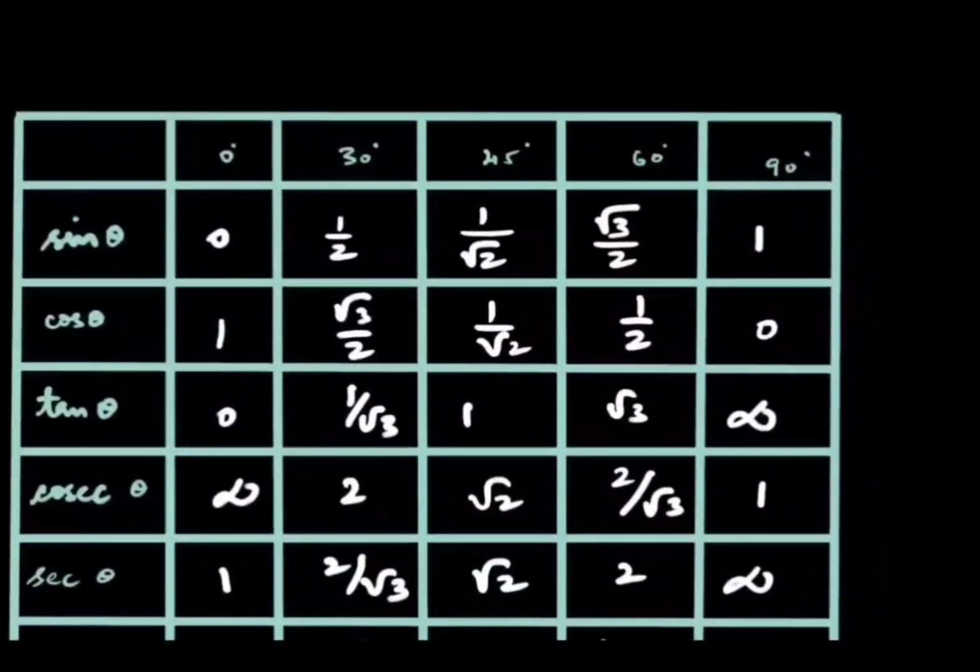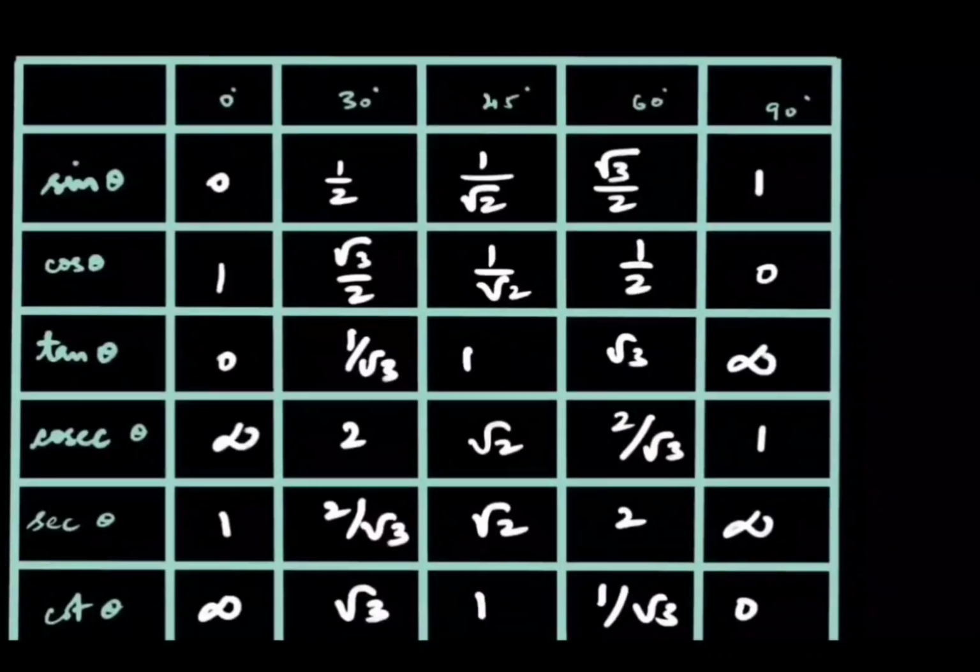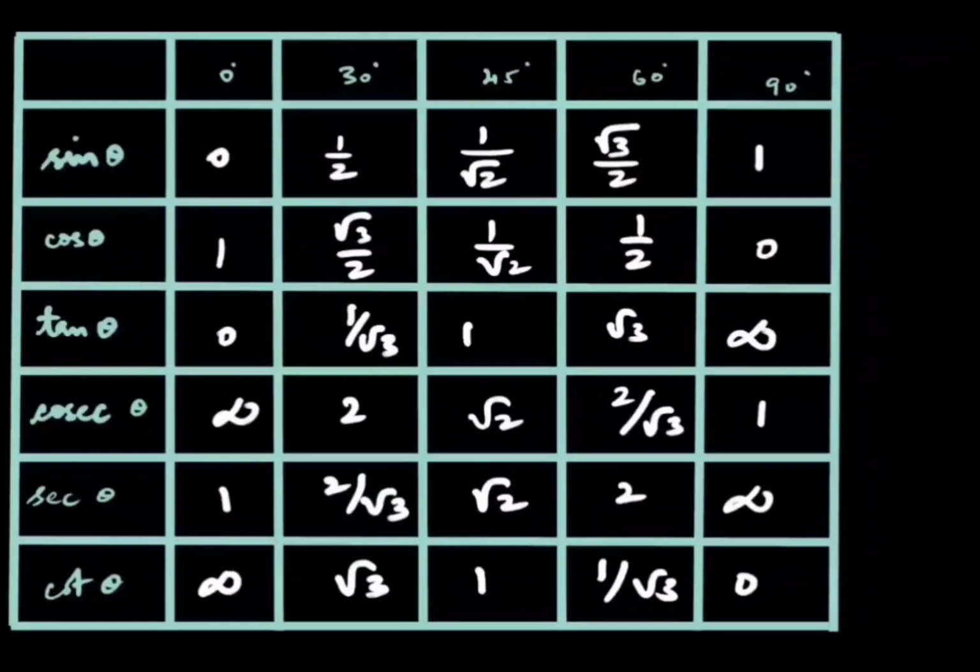So in this video we have learned about the trigonometric ratios for angles between 0 to 90 degree. We'll have to remember this table for our further uses. Thank you.